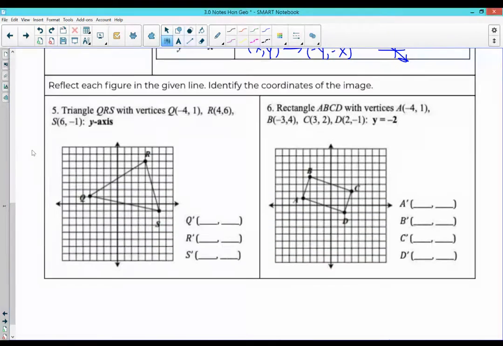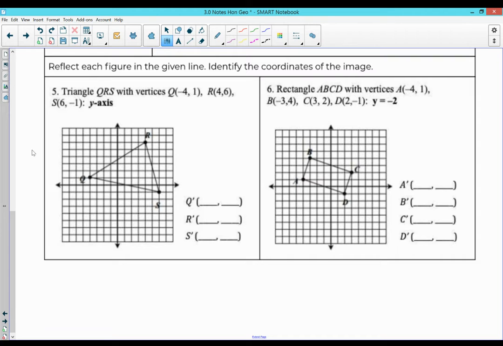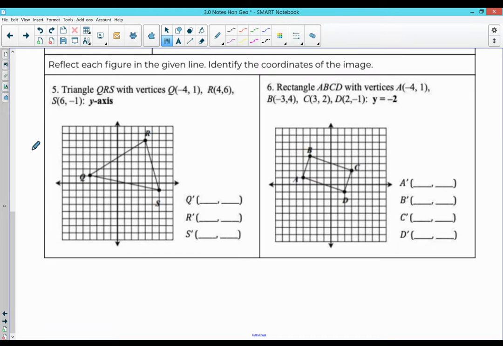So let's practice. We're going to reflect each figure in the given line and identify the coordinates of the image. I'm going to reflect this triangle over the y-axis. First I'll just trace the y-axis. Q is 4 away, so I'm going to go 4 in the other direction. Now that's going to be Q prime. My y value is the same, but my x value changed 4 more, so I added 8 to that, so that's (4, 1).